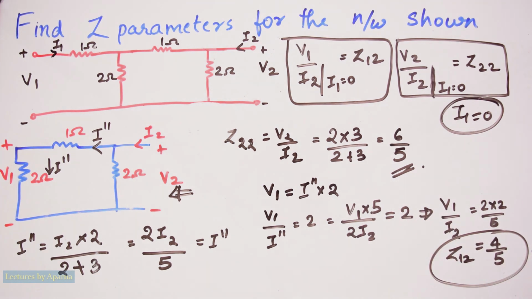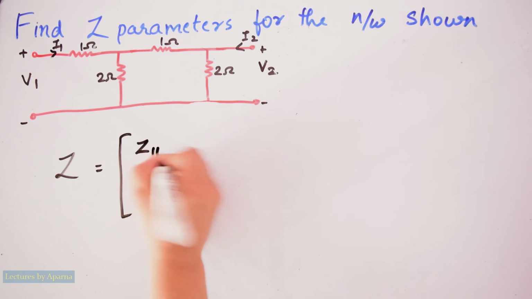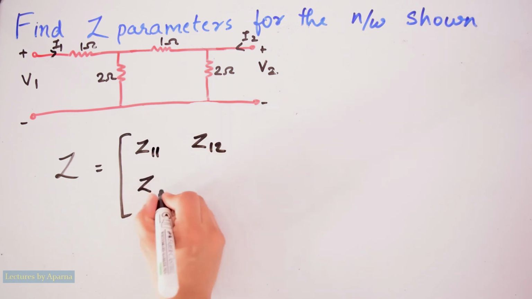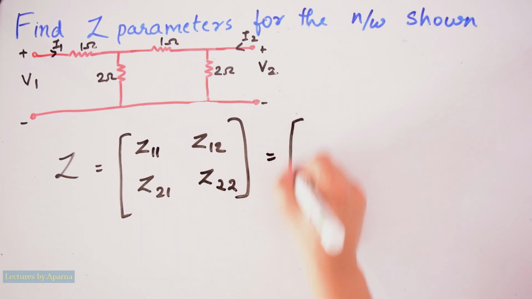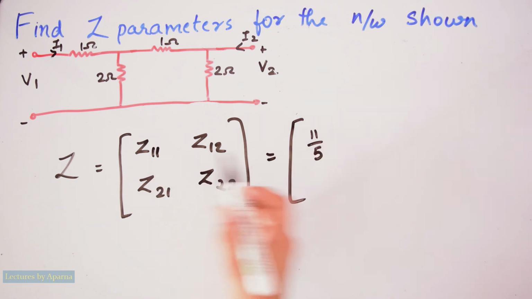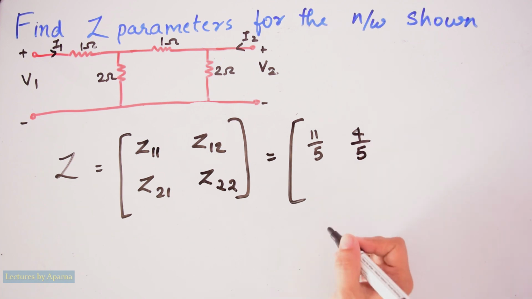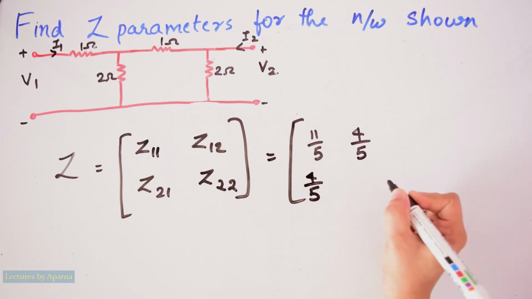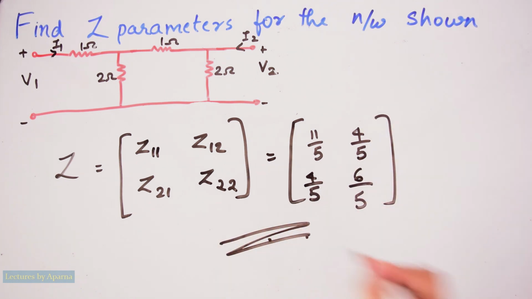So now you can write the Z parameter matrix like this. Z is equal to Z11, Z12, Z21, Z22, which is equal to, we have to substitute the values that we got. So Z11 is 11 by 5, Z12 is 4 by 5, Z21 is 4 by 5 and Z22 is 6 by 5. So this is the Z parameters of the network given.